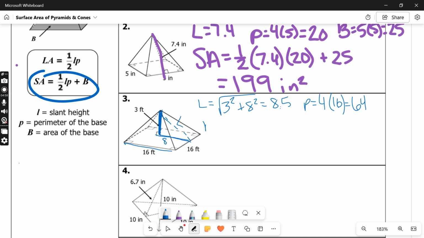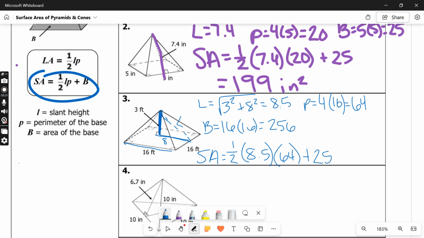And then the area of my base is going to be 16 times 16, which is 256. So my surface area is going to be 1/2 times 8.5 times 64 plus 256. And all of that together is going to be 528 feet squared.